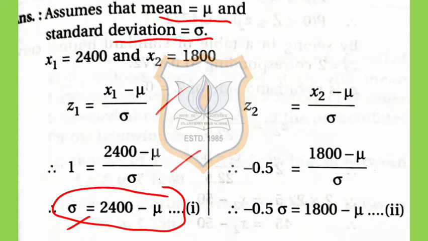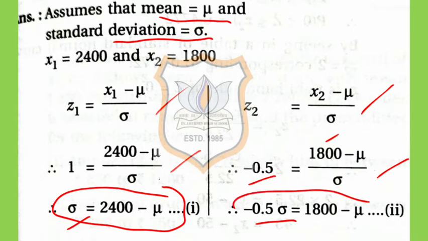Z2 is equal to x2 minus mu upon sigma. Z2 we are having minus 0.5. X2 we are having 1800. So we will have minus 0.5 equal to 1800 minus mu upon sigma. Cross multiply sigma on the left side. So we will have minus 0.5 sigma equal to 1800 minus mu. This is the second equation.